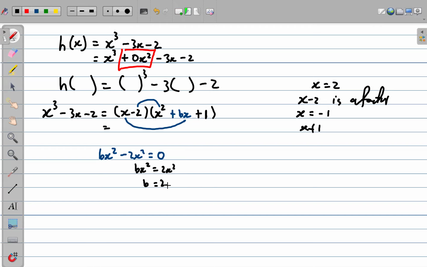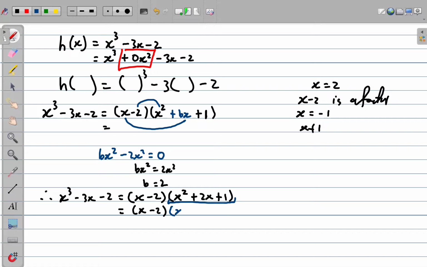Now, let's substitute back. Therefore, x cubed minus 3x minus 2 is equal to x minus 2 into x squared plus 2x plus 1, which means we have x minus 2. Watch this now. This can actually be factorized. It's what we call a perfect square trinomial. It can be factorized into x plus 1 all squared.